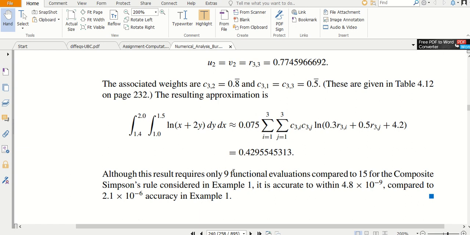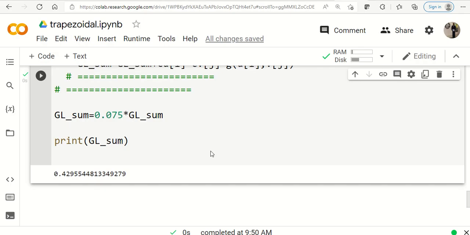This result requires only 9 functional evaluations compared to 15 for the composite Simpson's rule considered in the same example. It is accurate to within 10 to the power minus 9 compared to 10 to the power minus 6 accuracy, right? So the Gauss-Legendre rule is the practical rule for doing that.